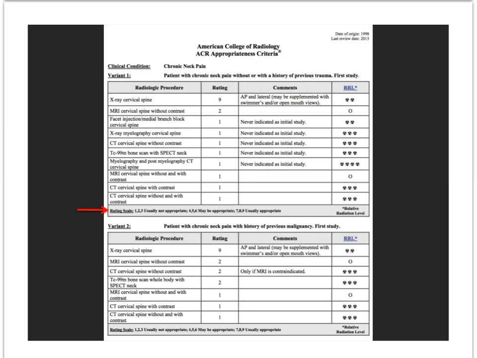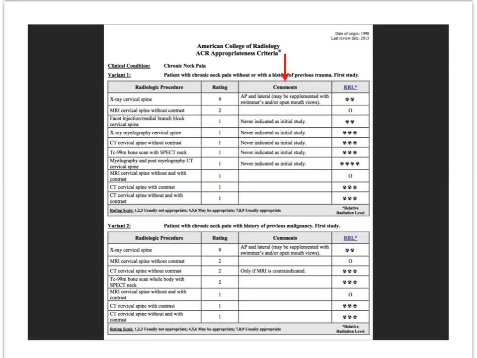There is a scale at the bottom indicating scores of 1 through 3 are usually not appropriate, scores 7 through 9 are usually appropriate, and the scores in the middle might be in some circumstances. And the next column explains when studies with intermediate 4 through 6 appropriateness scores may be the most appropriate choice in a particular patient. The last column describes relative radiation for the studies in the table.